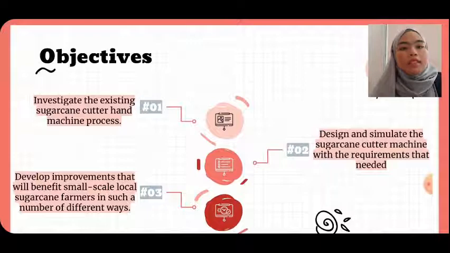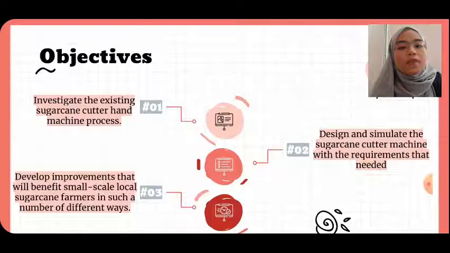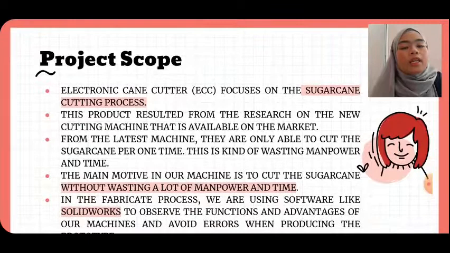The next one is objective. The first one is to investigate the existing sugarcane cutter hand machine process. The second one is to design and simulate the sugarcane cutter machine with the requirements that are needed. The third one is to develop improvements that will benefit small-scale local sugarcane farmers in a number of different ways. The next one is project scope.